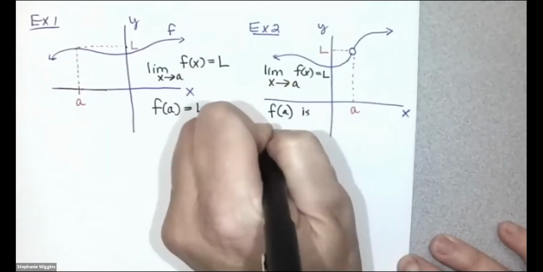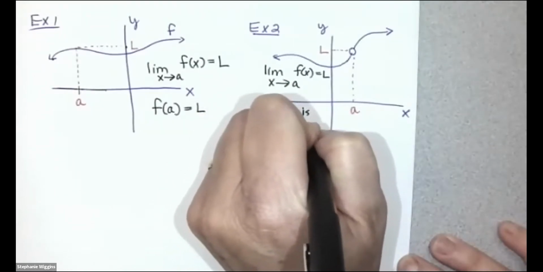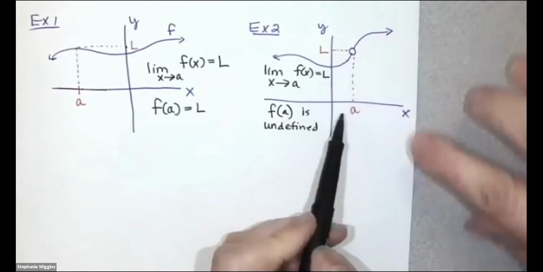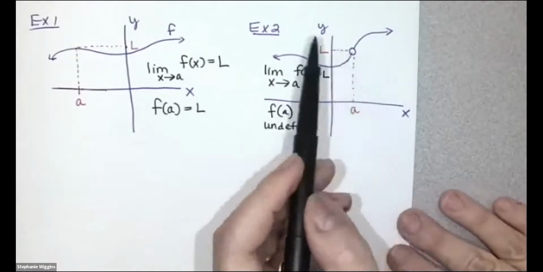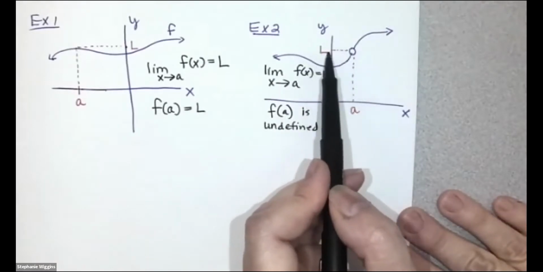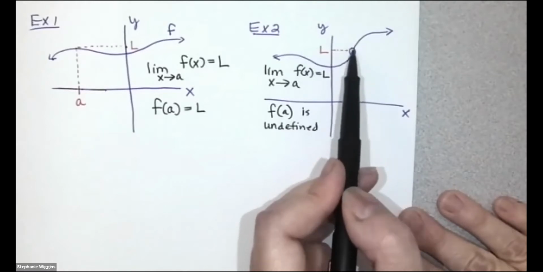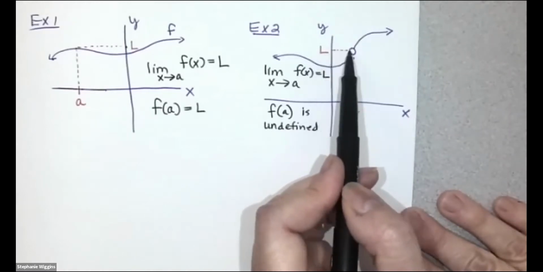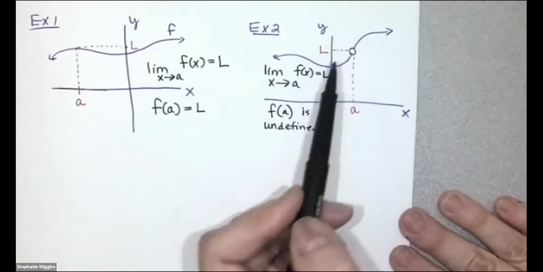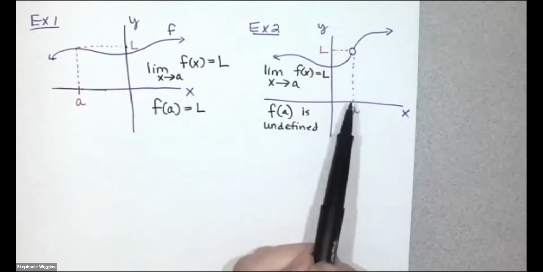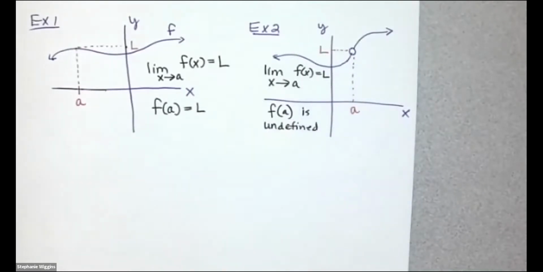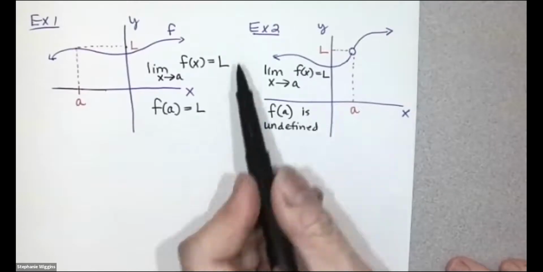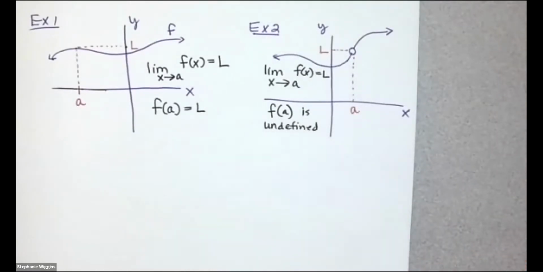F of a is actually undefined. And this is because there's a hole there. So if I plug in a, the function doesn't exist there, right? So the output is undefined. But the height where that occurs is at L. So around that open circle, it's getting closer and closer to L, the function values or the output around that circle. So as x gets close to a, the function values get close to L. And that's what we mean by limit. The limits are always referring to around a certain point as you get close to it. But for this particular function at a, it's undefined. Okay?